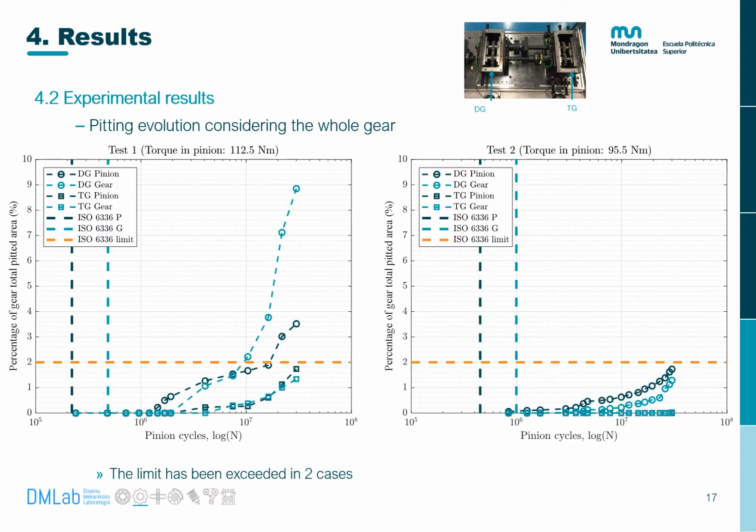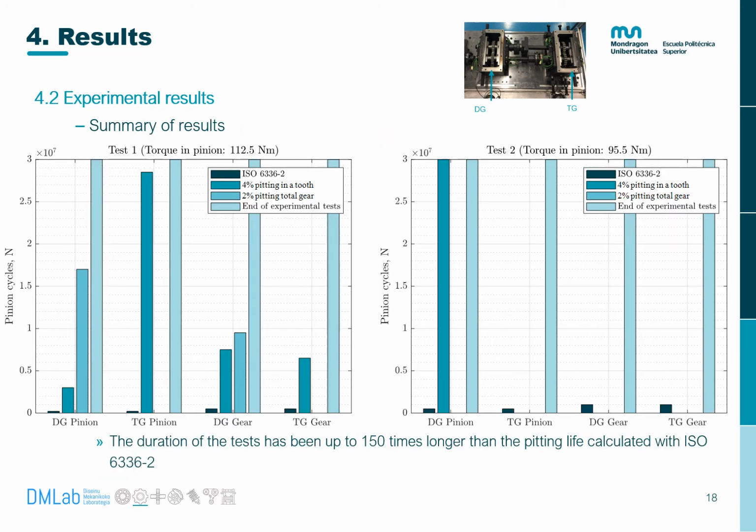In this slide, another limit of ISO 6336 has been compared. It is pitting failure when 2% of the total working flank area of through-hardened gears, considering all teeth, is damaged by pitting. There, the same conclusions as in the previous slides have been obtained. Gears in test 1 have exceeded the ISO 6336 limitation, and in both tests, lives much longer than calculated, the vertical lines on the left side, have been obtained. In these bar diagrams, the obtained results are summarized.